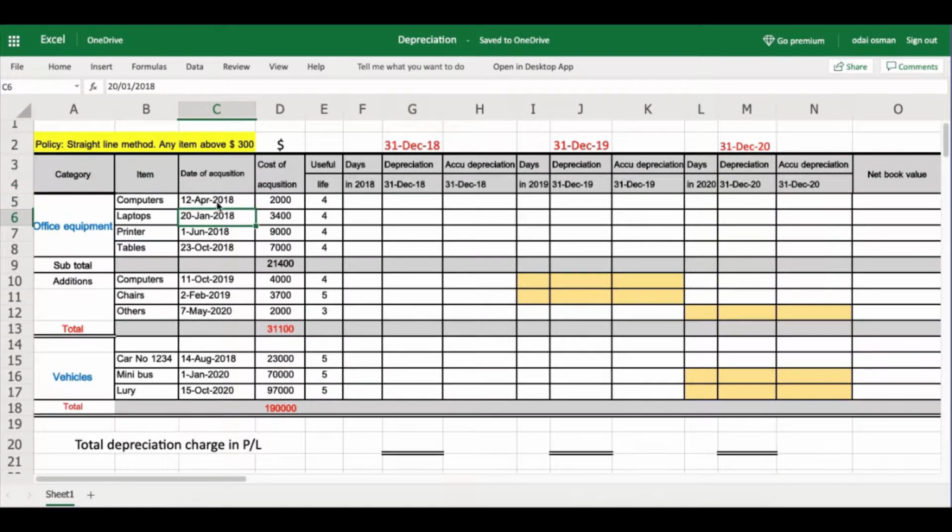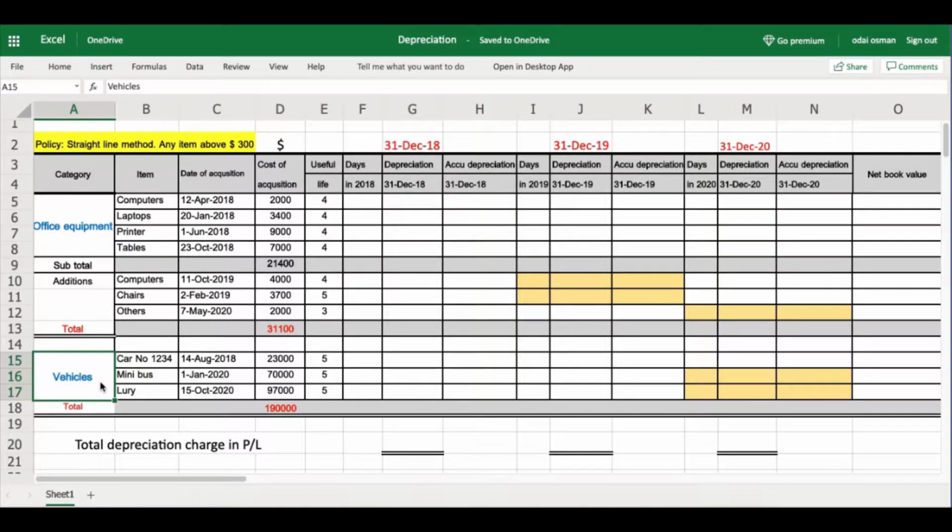Here we are considering 2018. These are the costs of acquisition. And we have the useful life, which is 4 years for the office equipment. Let's go down, and we have additions. Additions means that after we bought the assets, there were further additions, same computers, chairs and others.